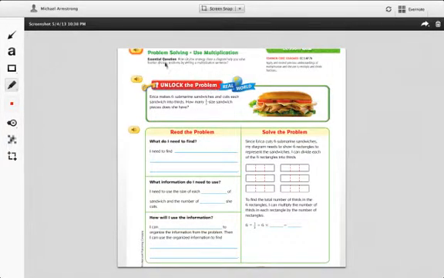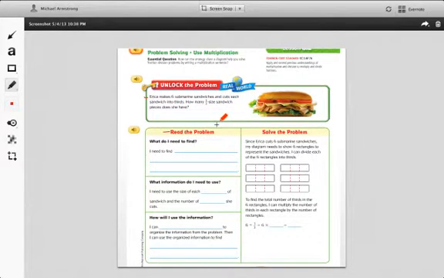Okay, here we are working on chapter 8.2, and we're going to look at some diagrams here. It should be fun. And let's look here. That's what I want. Okay, so the question is: Erica makes 6 submarine sandwiches and cuts each sandwich into thirds. How many 1/3 size sandwich pieces does she have?